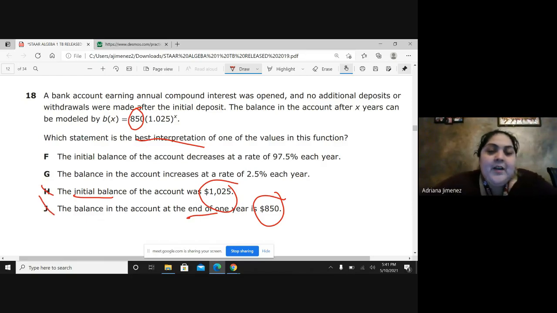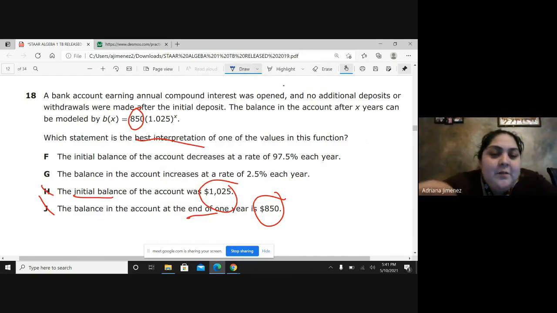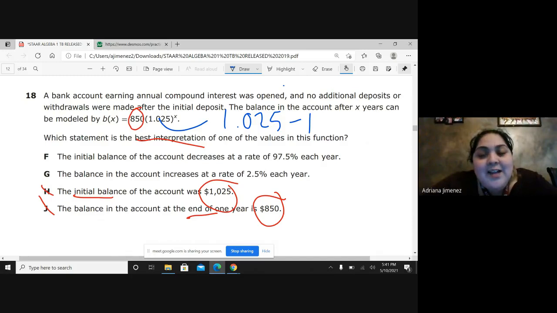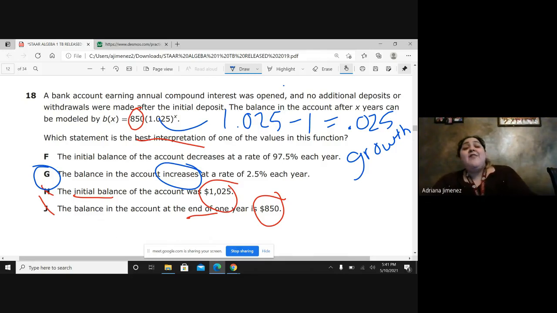So this one's out. Now I look at the number that's inside the parentheses. The number inside the parentheses is 1.025. I subtract 1 all the time so that I can figure out if this is going to be growth or decay. When I subtract 1, I get a positive number back. So because I got a positive number, this is growth. Growth means increase. So I look for the answer choice that has the word increase in it, and it's this one. Now, if I had subtracted 1 and gotten a negative answer, that's how I would know it was decay, and I would have looked for the part that said decrease.